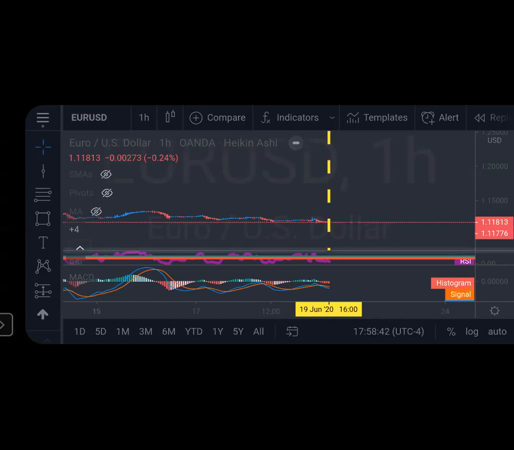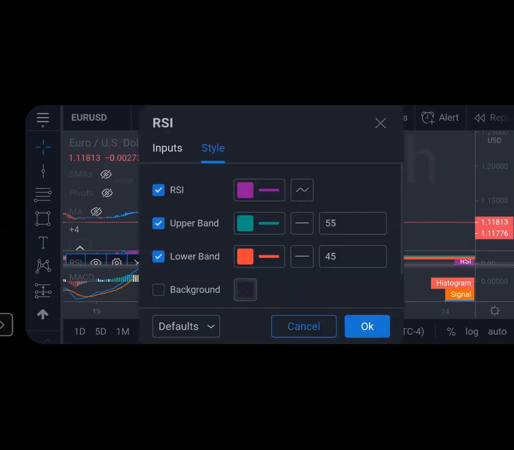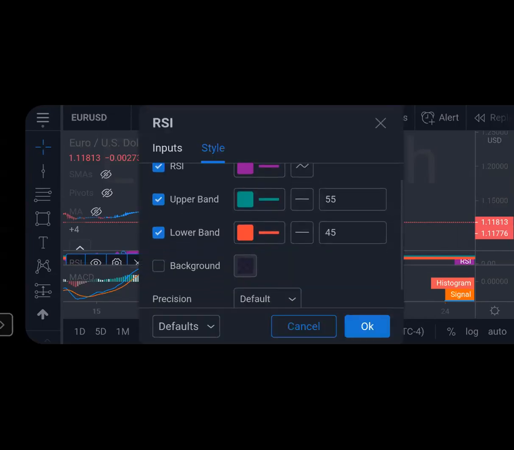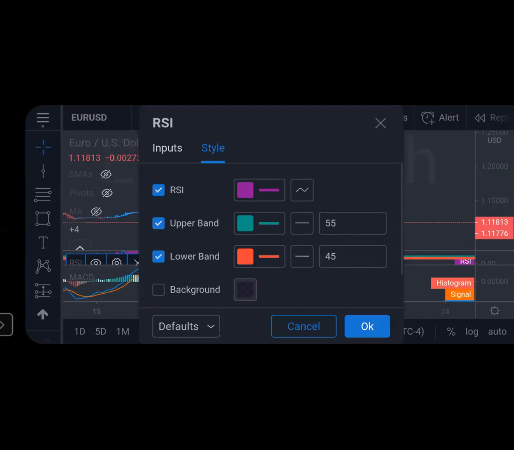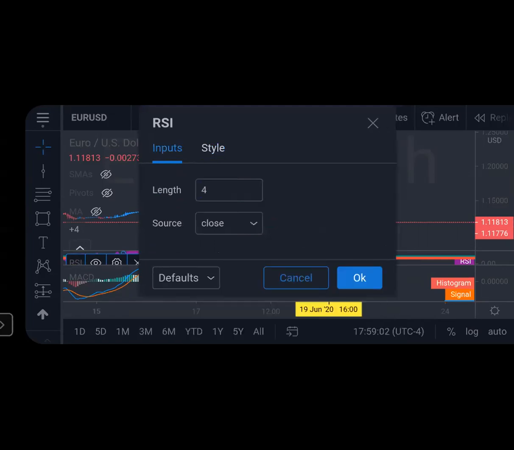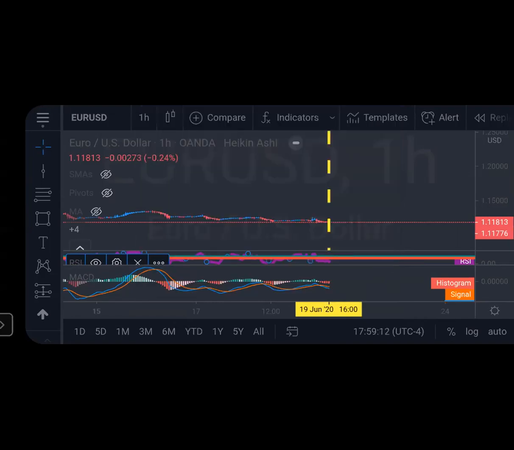So let me show you the RSI. See if I can click on it. Try to click on the settings. There we go. So here's your screenshot for your RSI for this one, and the colors as well. Let me show you the inputs, which is just 4 and close. Yeah, so those were the settings for the indicators.